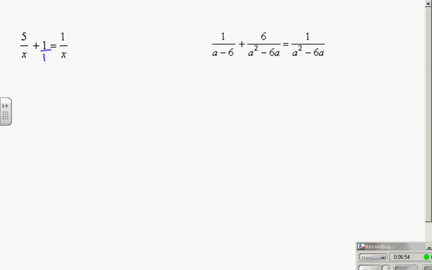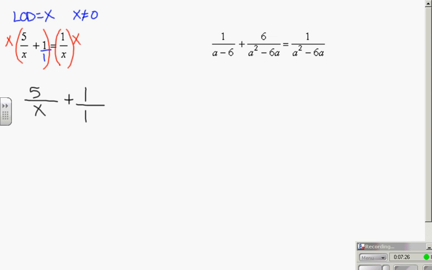In this case, if you want to think about it like this, my least common denominator between x, 1, and x is x. My restrictions are that x cannot be 0. If x is 0, this denominator and that denominator will equal 0, and that can't happen. So now I will color code this because my task here is to multiply all of this by x and to multiply all of this by x. So I'm going to have 5 over x plus 1 over 1 is equal to 1 over x.